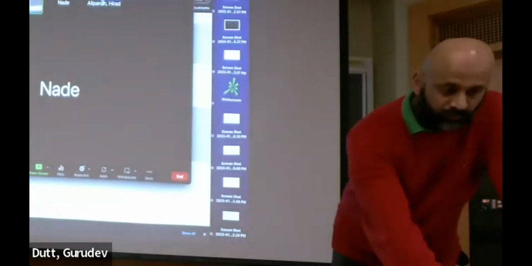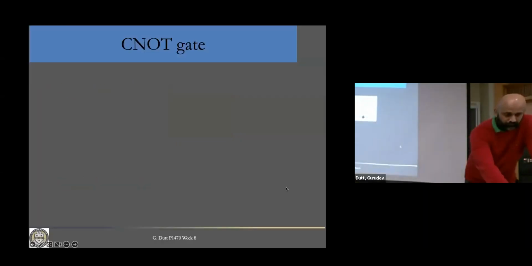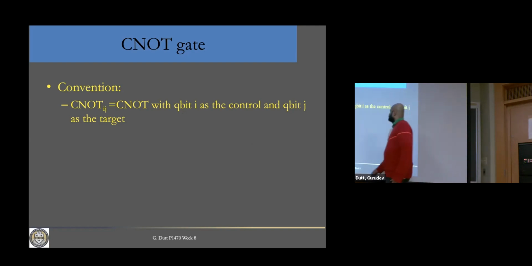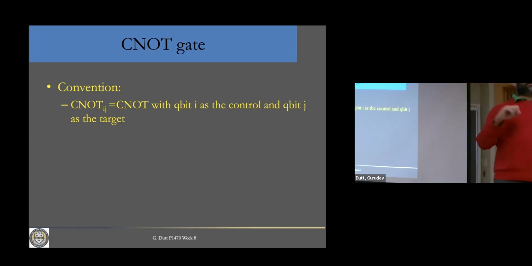Questions? So one of the things I want to introduce, an important convention, is the labeling of the C naughts. Because you see we have two qubits and we can choose either the bottom wire, which is the left qubit, to be the control, or we can choose the top wire, which is the right qubit, to be the control.